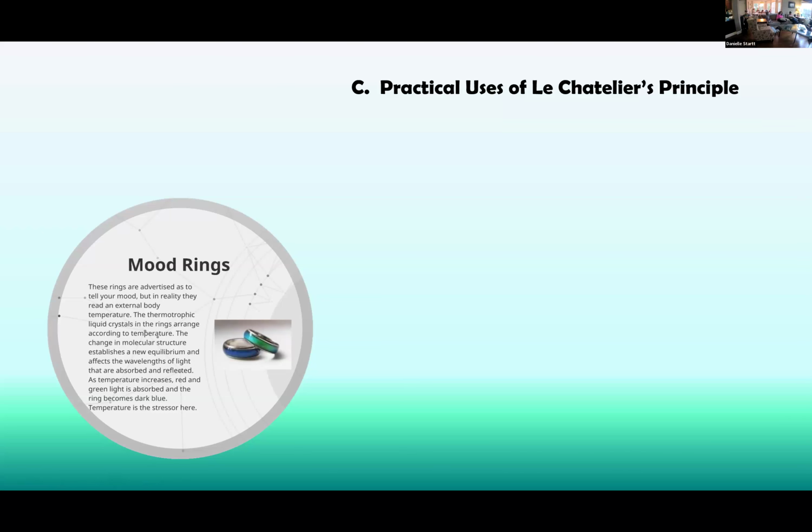These rings are advertised as telling your mood, but in reality, they read your external body temperature. The thermotropic liquid crystals in the rings arrange themselves according to temperature. The change in molecular structure establishes a new equilibrium and affects the wavelengths of light that are absorbed and reflected. As temperature increases, red and green light is absorbed and the ring becomes dark blue. Temperature is going to be your stressor for a mood ring, but mood rings are using Le Chatelier's principle. Now, I don't know how practical that is, but it's kind of cool. They're fun.